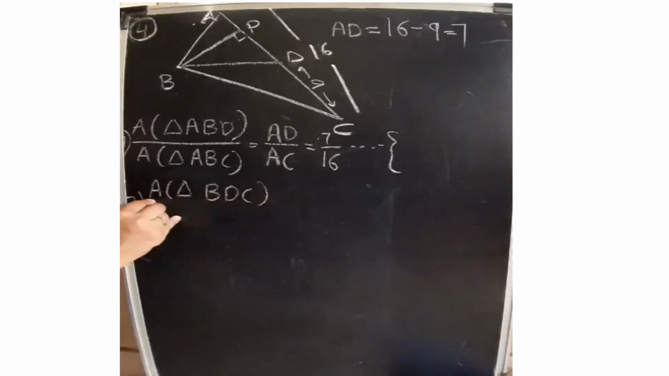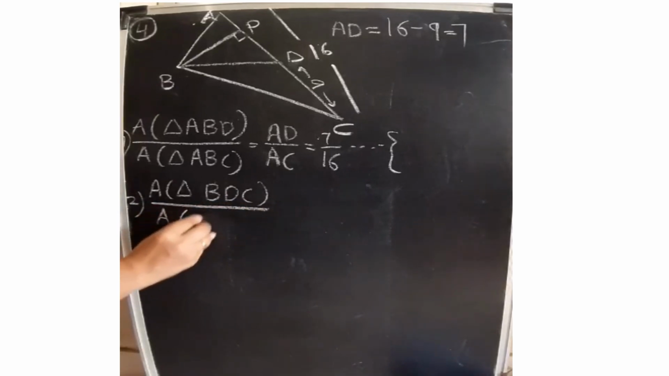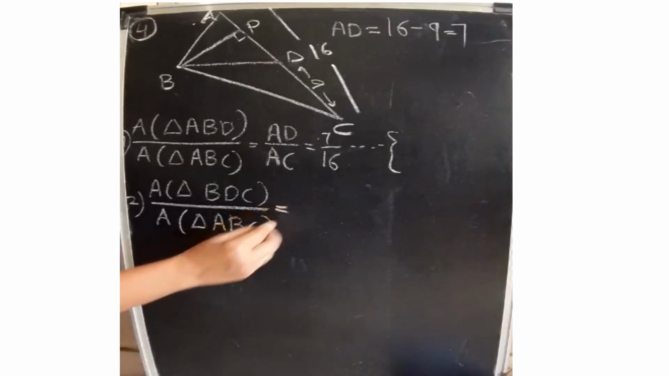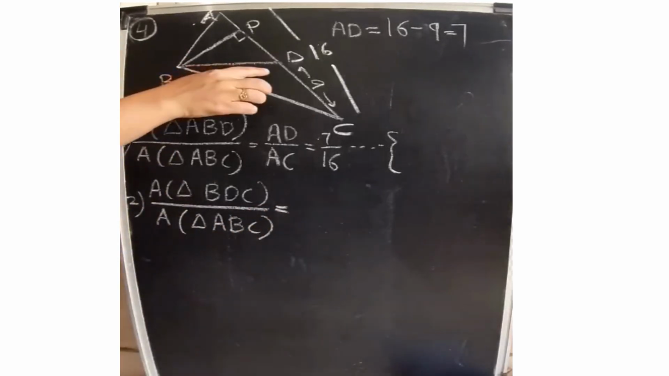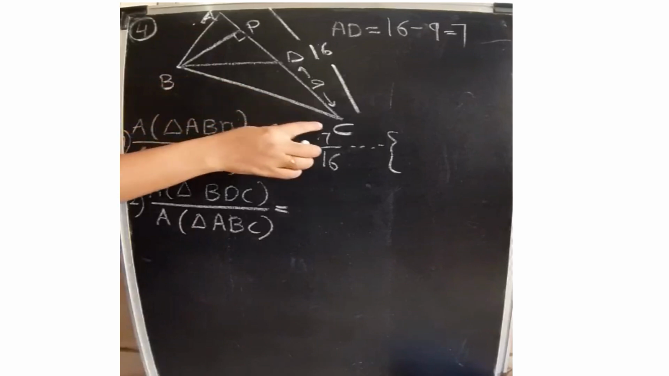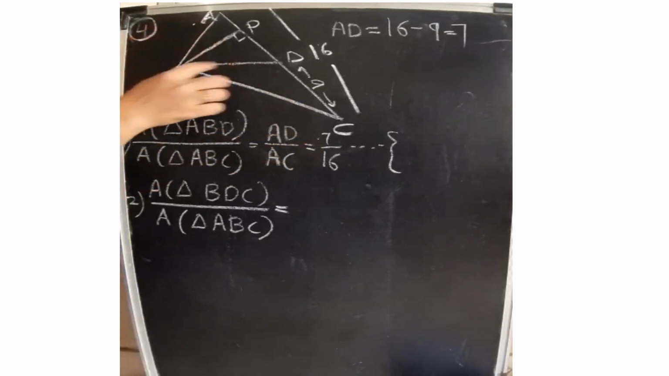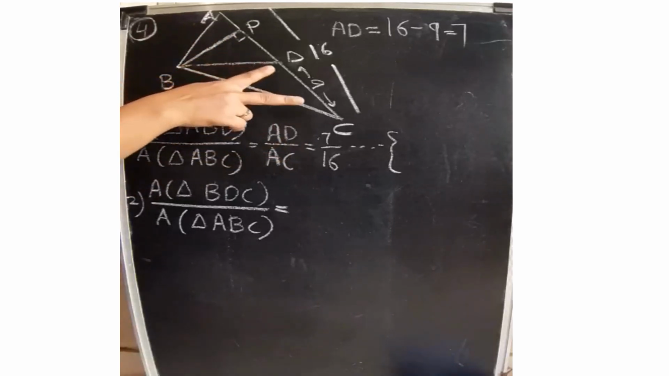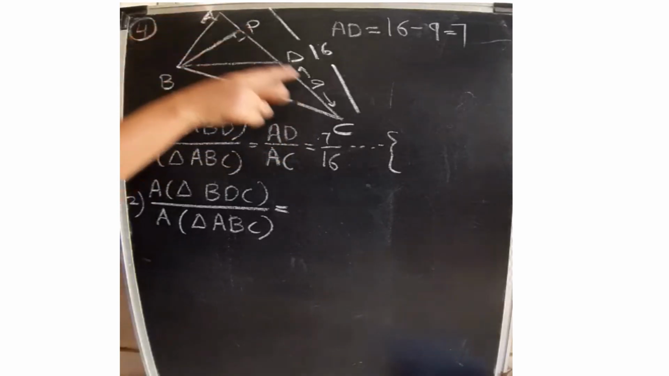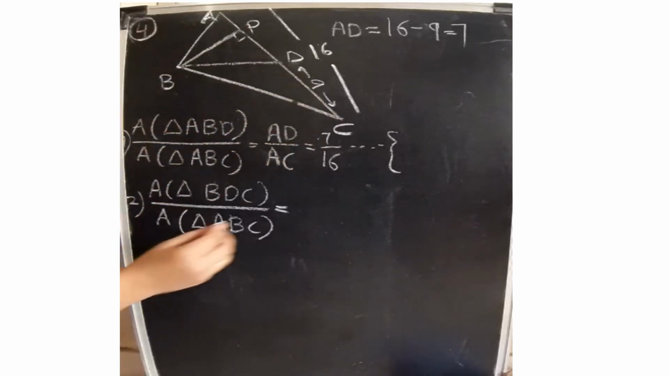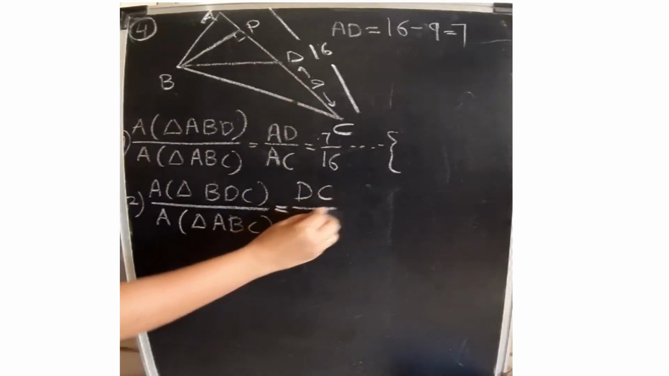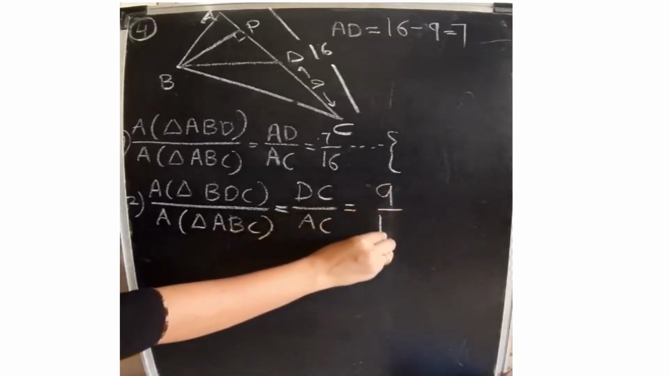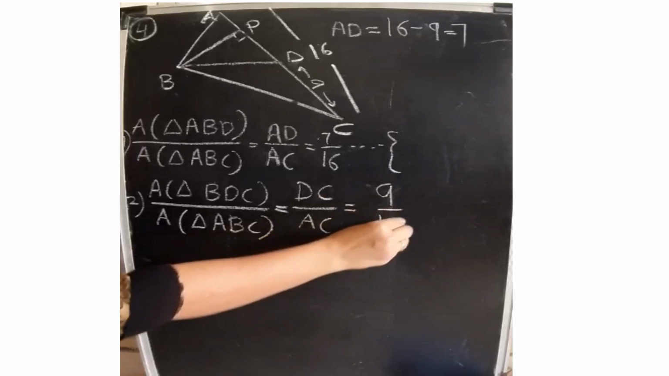Second ratio we have to find: area of triangle BDC upon area of triangle ABC. Again the triangles have equal height, observe in the diagram, BDC and ABC. So the ratio is equal to their corresponding bases. Which are the bases for these triangles? For BDC, the base is DC, and for ABC, the base is AC, which gives 9 upon 16.